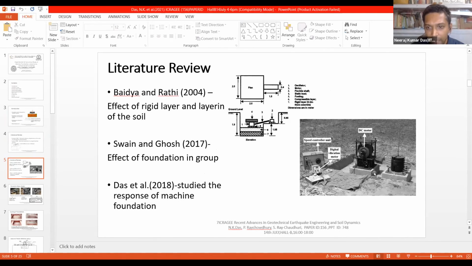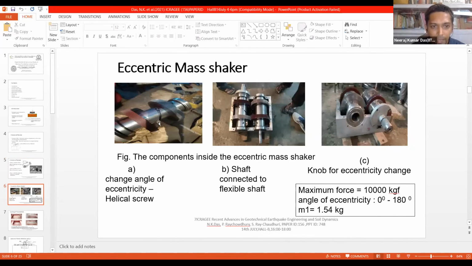Swami and Ghosh vibrated active and passive footings and studied the effect. And Das et al., myself, have also studied the machine foundation earlier. The inside machinery of the eccentric mass shaker is as shown.